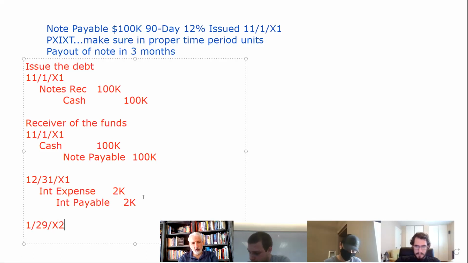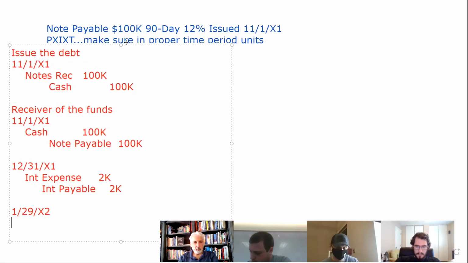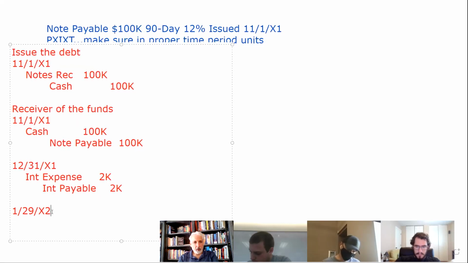So in January of year 2, I need to make a journal entry. What's your journal entry look like? Well, I'm going to have cash going out the door. We already determined we're going to pay back $103,000. So I have 2 more entries. Good, as long as you realize what's going on.